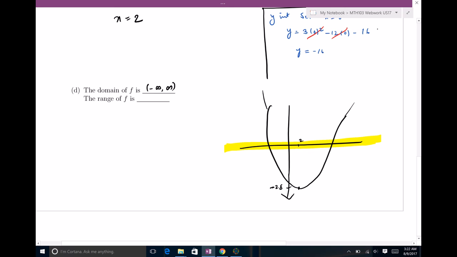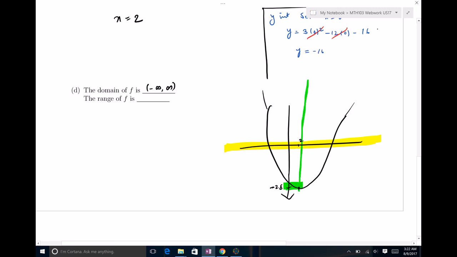And what about the range? The range is all the possible y values that can be taken. So the y values you'll see only start at negative 28 and it goes all the way up. There are no values that are taken below negative 28. And therefore, the range of f will be negative 28 to infinity. Everything from negative 28 to infinity. One more thing to note is that there is a value that is actually taken at negative 28, so I should correct this. This should be not a parenthesis but a square bracket, because negative 28 is included.